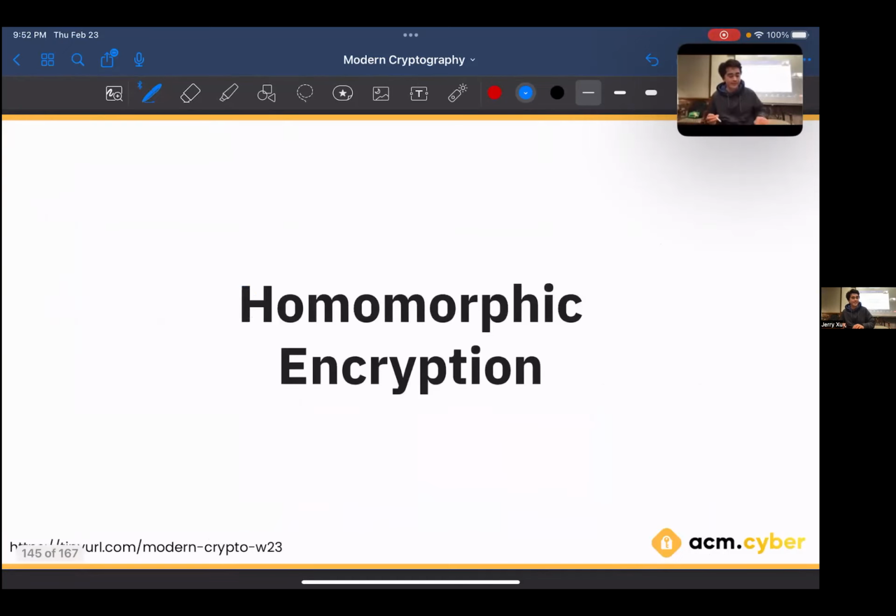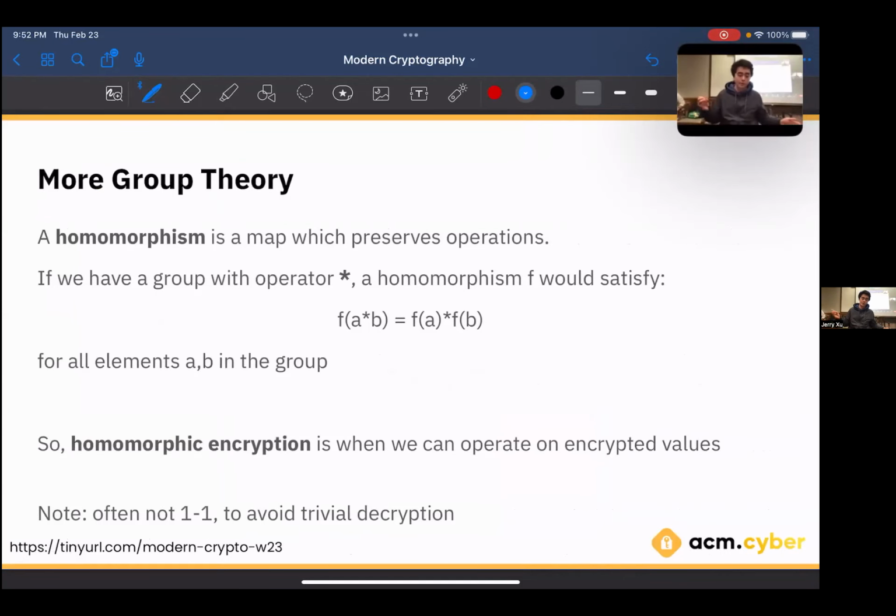Okay, a quick digression into homomorphic encryption. I'm going to go back to group theory for a second. Basically, you have a group with an operator star. A homomorphism is a function that, as we would say in the business, preserves the operation, right? So if you do the operation before you apply the function, that's the same as doing the operation after you apply the function. So the big deal with homomorphic encryption is you can operate on encrypted values, which is very cool, right? It can be dangerous sometimes, like if you're trying to hold an online auction, you don't want people to know what other people's bids are. If you use homomorphic encryption, people could just add one to other people's bids to make sure they win, which is not fun for anyone.